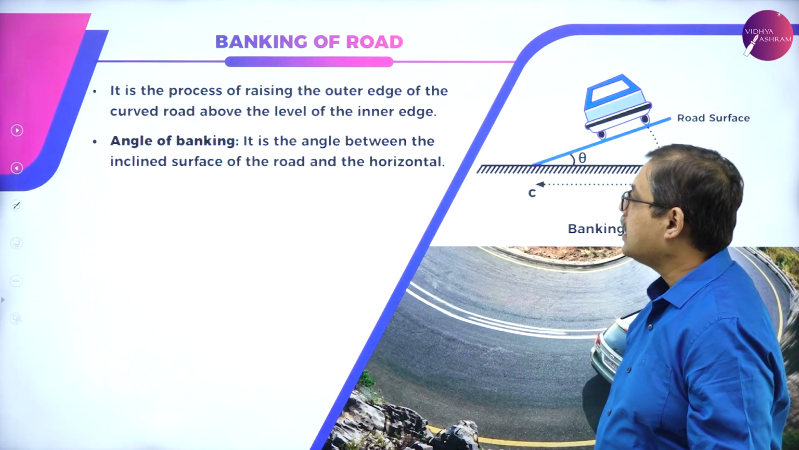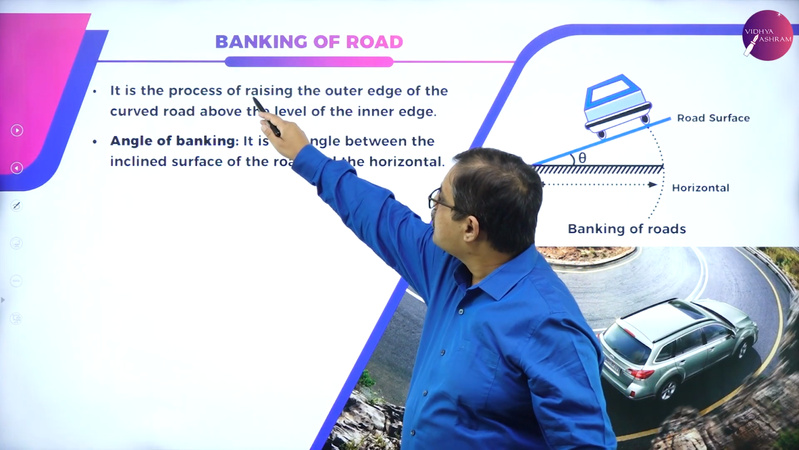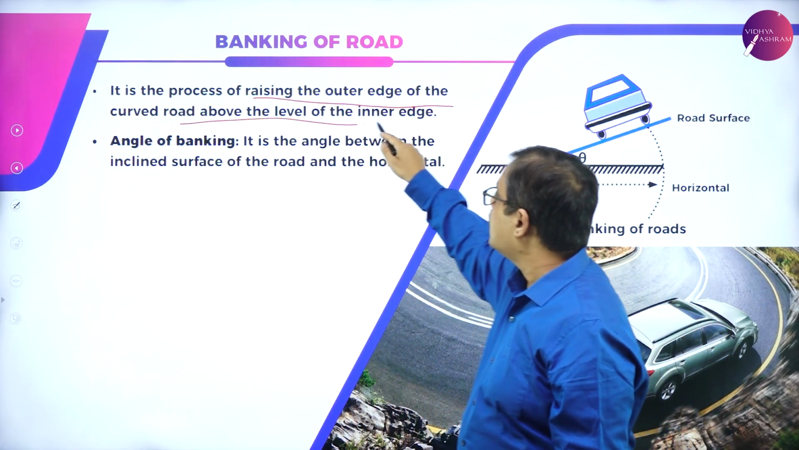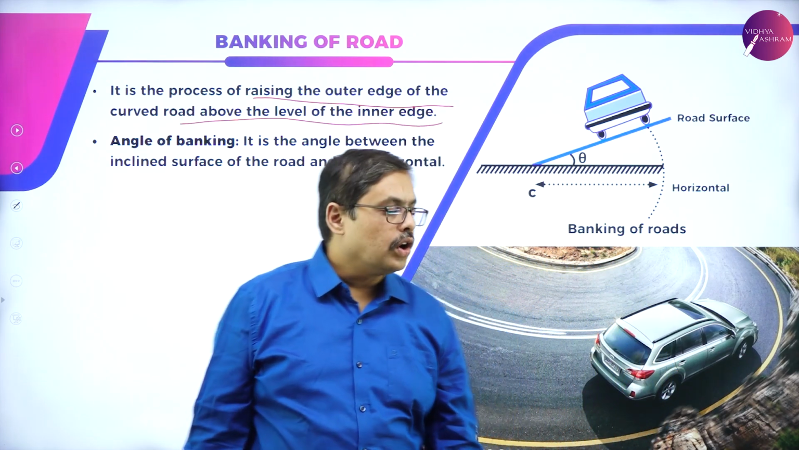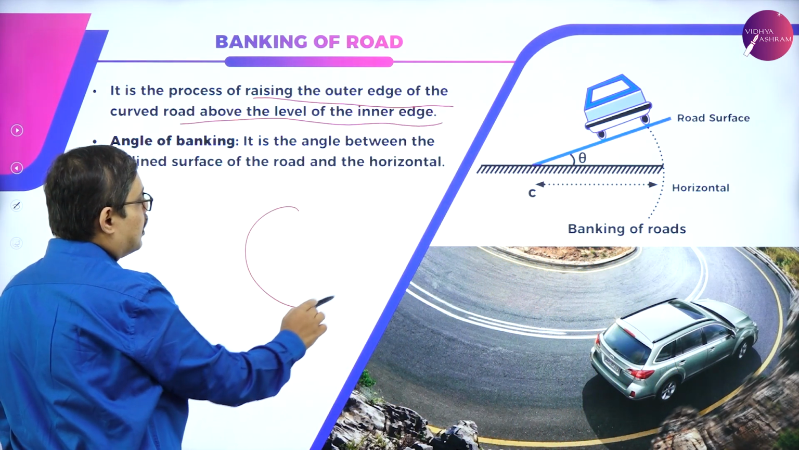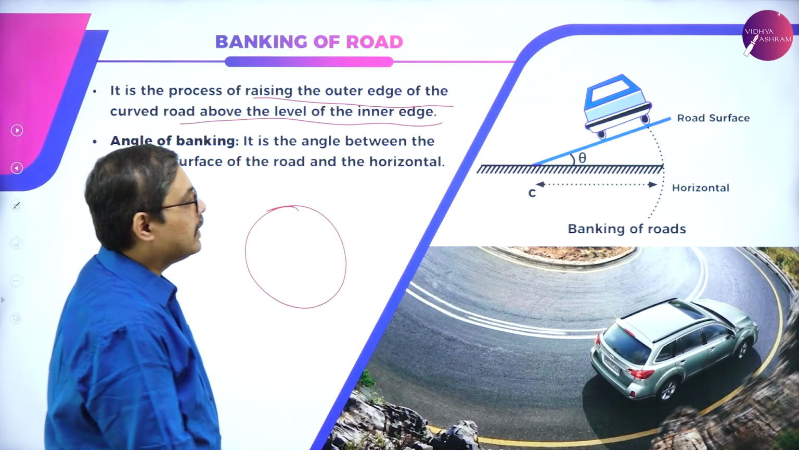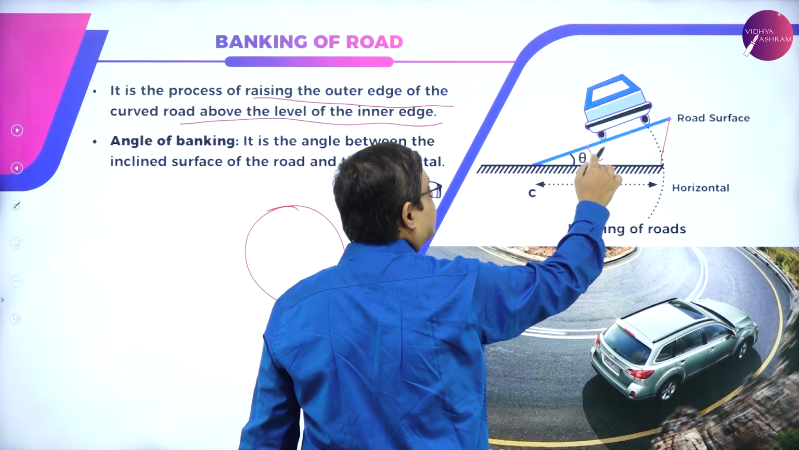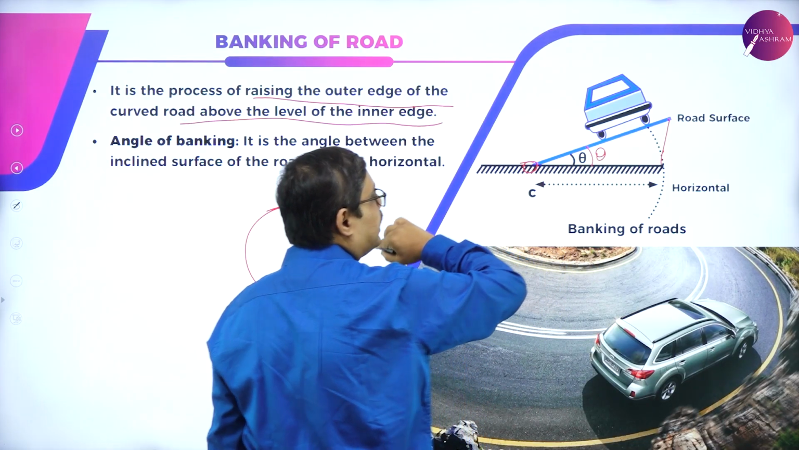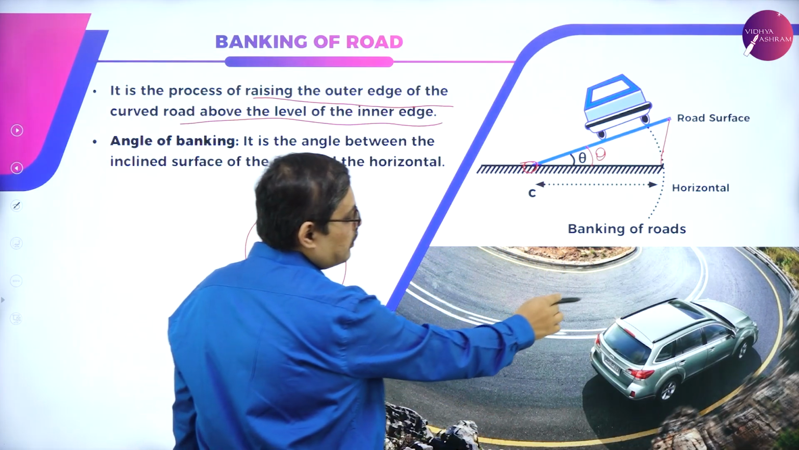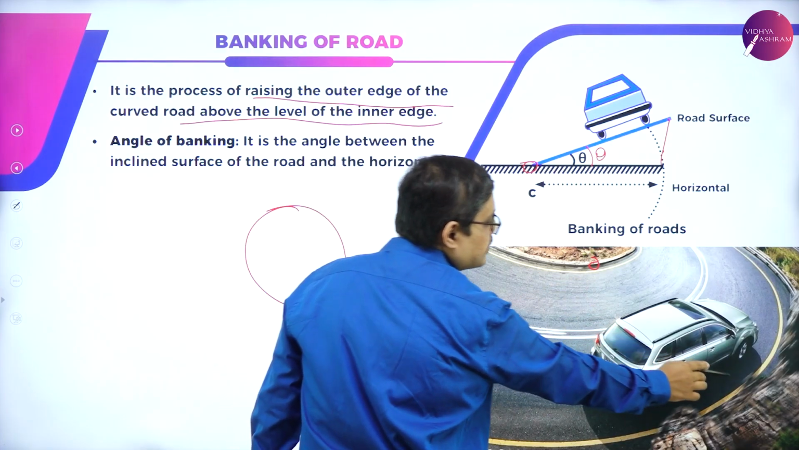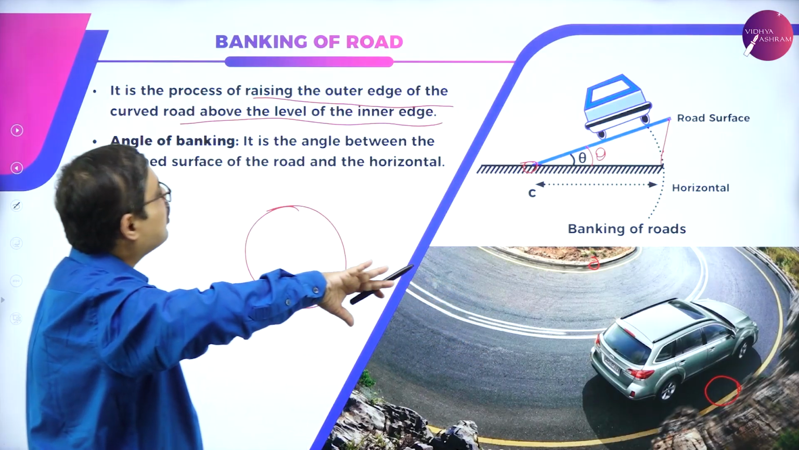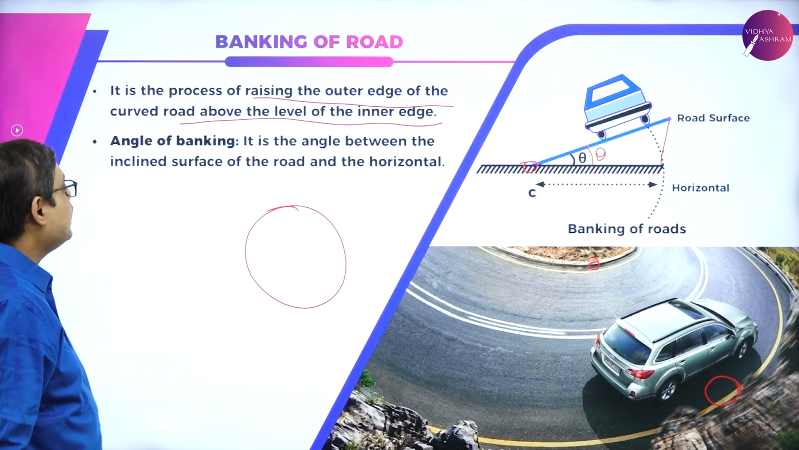What is this term called banking? It is the process of raising the outer edge of the curved road above the level of the inner edge. So once again, the car is moving on a circular path. This outer edge is raised by some angle theta when compared to the inner edge. You can also observe this photo where this is the inner edge and this is the outer edge. There is a slight banking or lifting of the outer edge when you compare it with the inner edge.